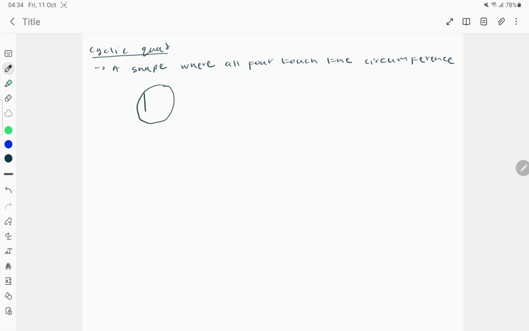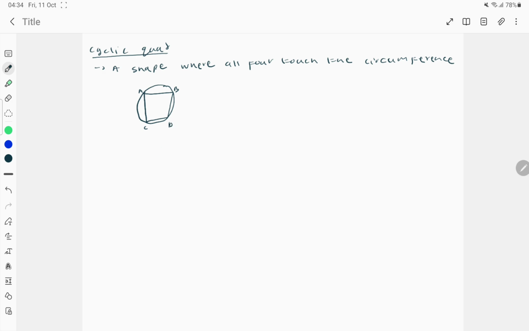Just a quick recap. A cyclic quad is a shape where all four corners touch the circumference. So literally a four-sided shape. You could have your circle and then something like a square, but all corners have to be on your circumference, or circle.